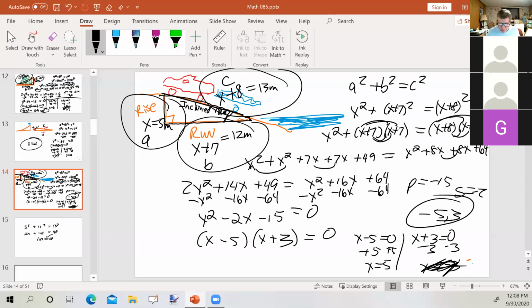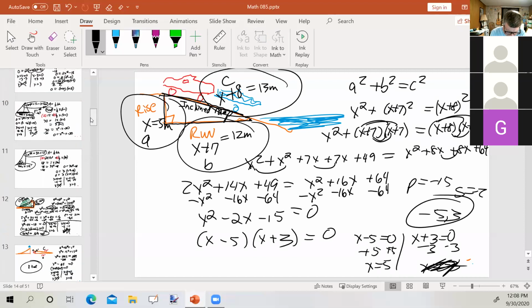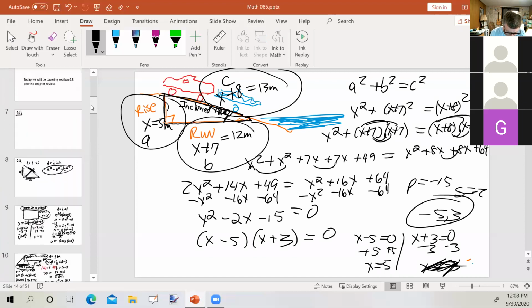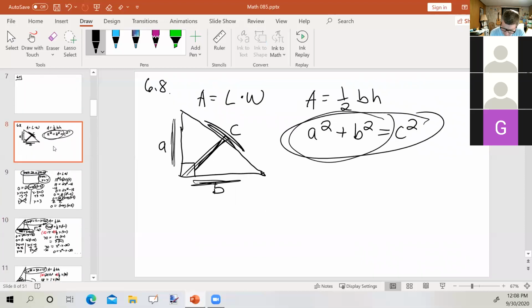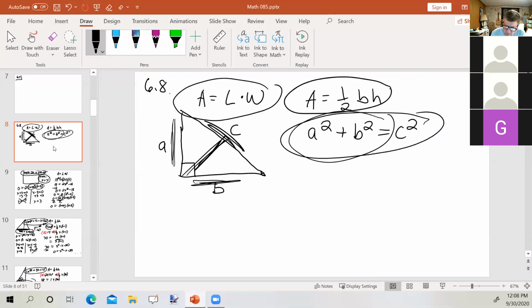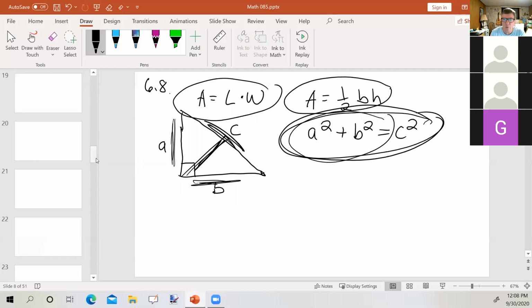All righty. So you should add to your arsenal of formulas. You should definitely know the area of a rectangle is length times width. You should also know the area of a triangle is 1/2 the base times the height. And you should also know that for a right triangle, a squared plus b squared equals c squared, where a and b are the two shorter sides or the legs, and c is the hypotenuse or the longest side. Any questions?